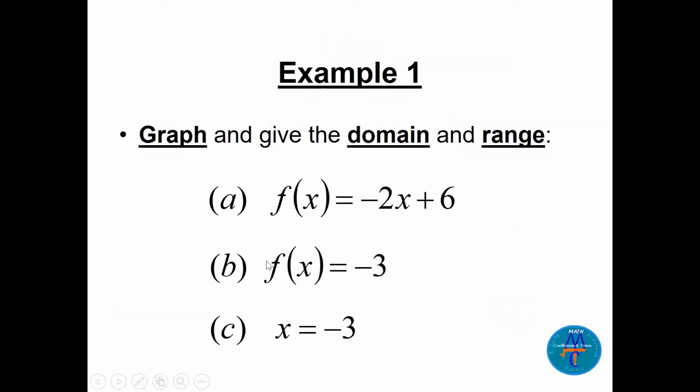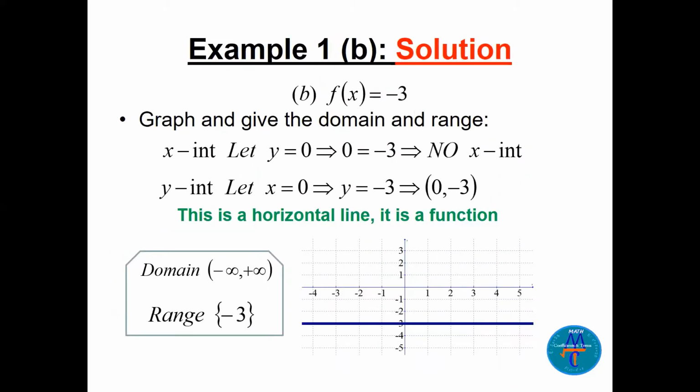Now let's see the difference between A and B. B, f of x is equal to minus 3, which means y equals minus 3. If you try to find the x-intercept, there is no x-intercept, because this line is a horizontal line. It is a function. The domain is R. We can accept any value for x on these points. The range now is only one value, one number, only minus 3.